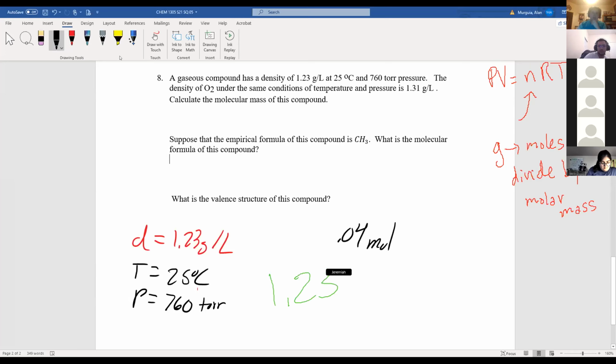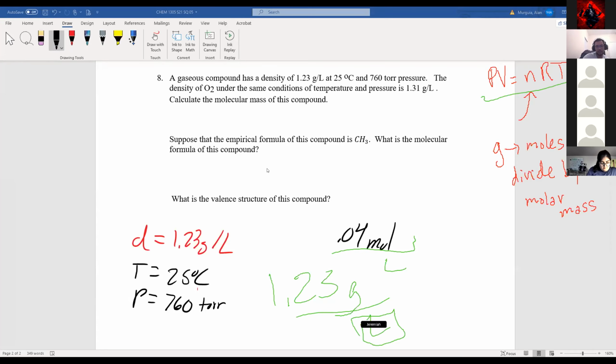1.23 grams per liter, that's given. What we're going to do is, from this ratio that we got from PV equals nRT, the 0.04 moles per liter, we're going to get rid of the liters on the bottom. That way we just have the molar mass. We'll divide it so that it will be 0.04 moles on the bottom over 1 liter. So the liters will cancel out, and then you'll have grams per mole, which will be the molecular mass.